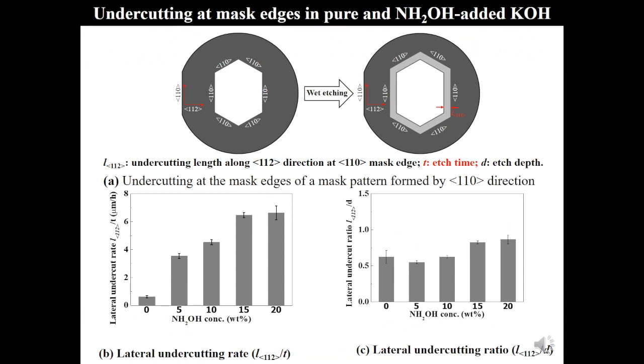Undercutting is very important to study when we have to fabricate freestanding structures. This is the lateral undercutting at 110 mask edges along the 112 direction. Now you can see here, if NH2OH is added, the lateral undercutting rate increases significantly.